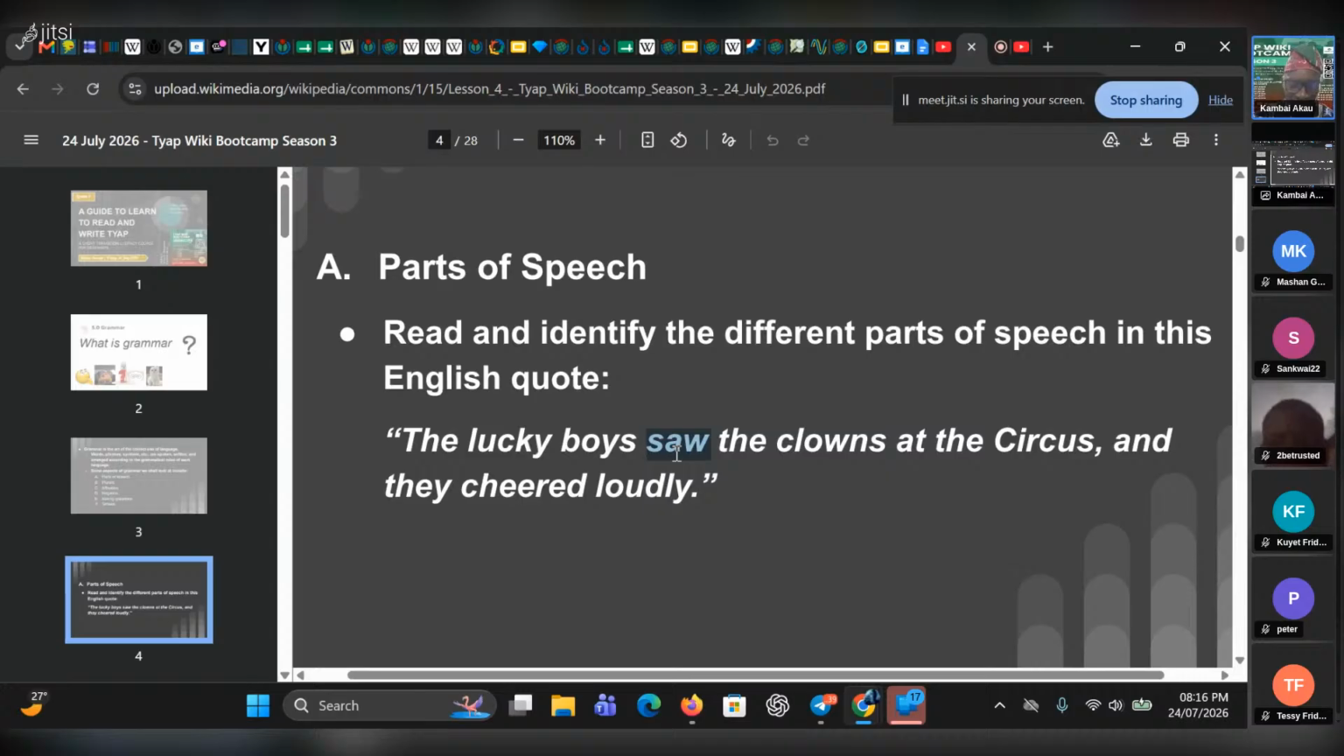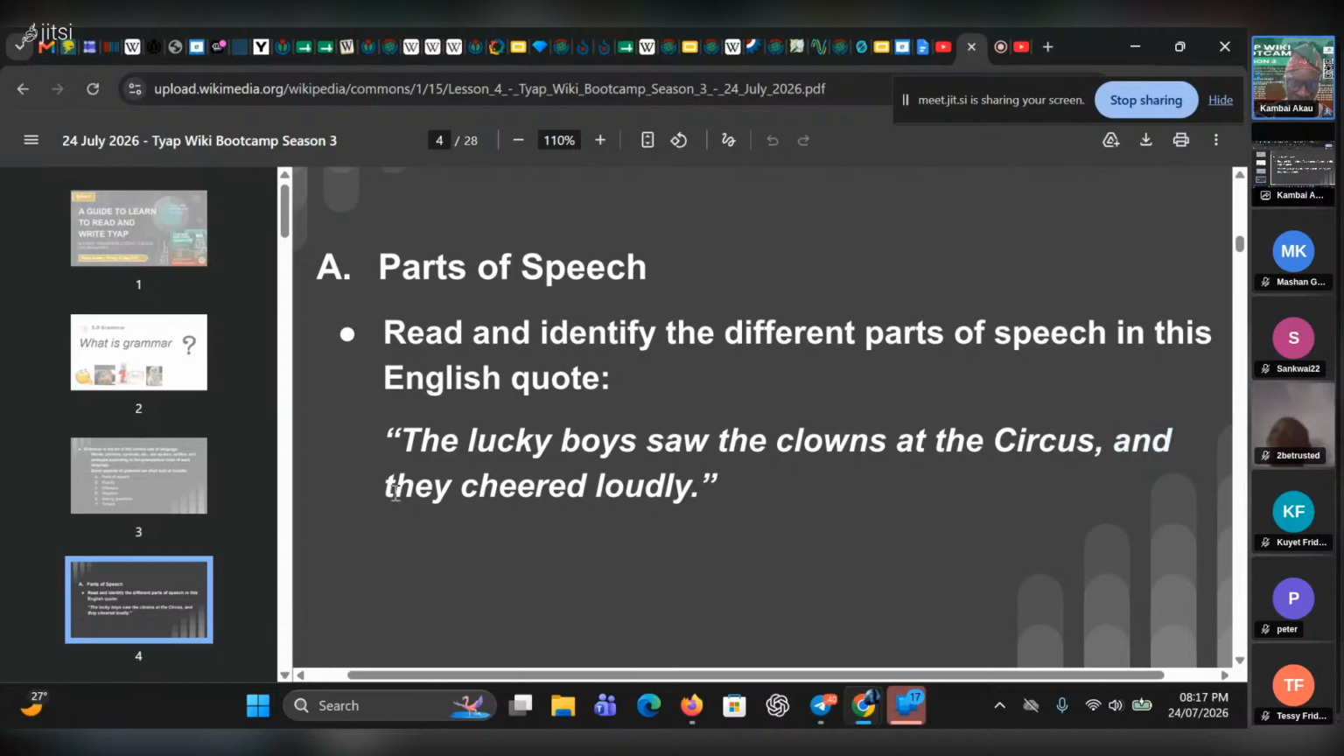Saw is an action word, which is the past tense of the verb to see. Clowns here is a noun. At is a preposition because it's telling you where the action is happening. Circus is a noun because it's a physical place which you can see, you can touch. And is a conjunction because it is connecting this very sentence here and this very short sentence here. So we have like two sentences, like a compound sentence, so to say.